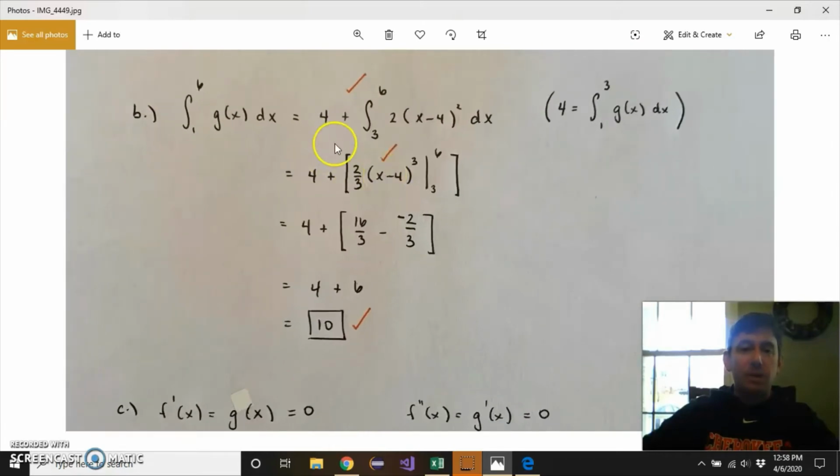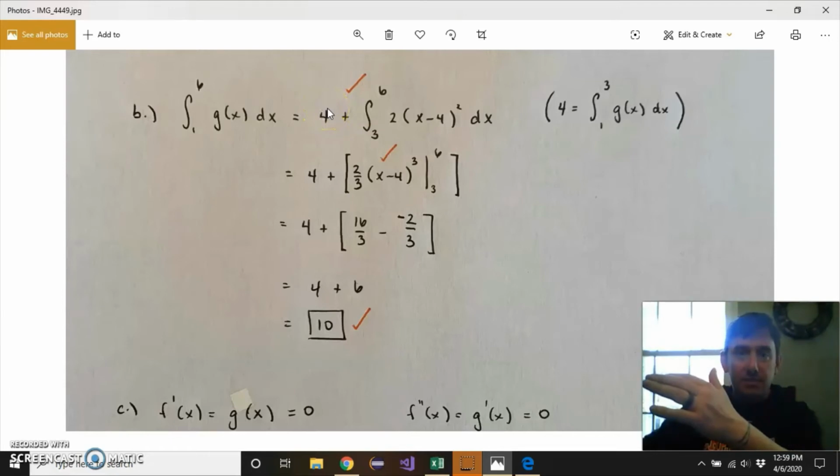This is a 3-point question. So 1 point is for recognizing that you need to split up this integral. You're evaluating the integral of g from 1 to 6, but you're going to need to split that up into the integral from 1 to 3. And I put this off to the side because I didn't think to explicitly state this integral, even though I tell you to do that all the time. The integral from 1 to 3 is 4, so that's where this 4 came from, plus the integral from 3 to 6.